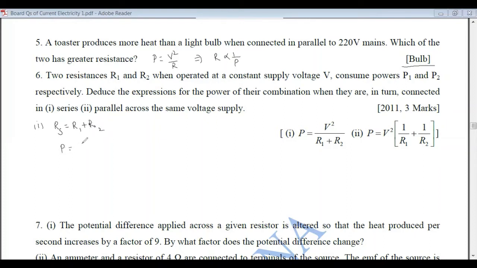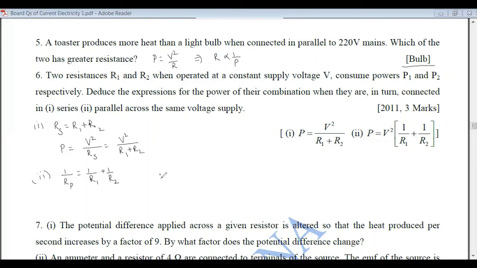Okay, and the power is given by V square upon the equivalent resistance in series, that is V square upon R1 plus R2. The second part is when they are connected in parallel. We know that when they are connected in parallel, then the equivalent resistance in parallel, 1 upon Rp, will be given by 1 upon R1 plus 1 upon R2.